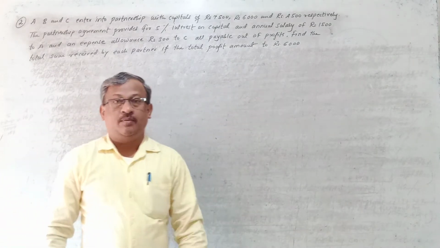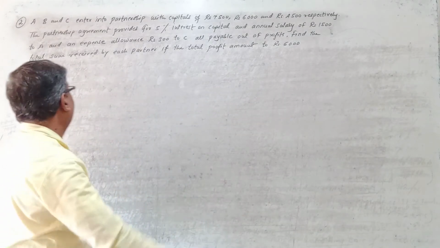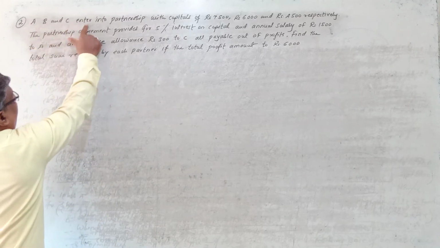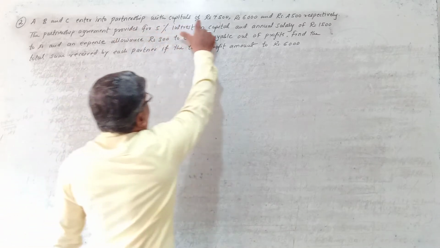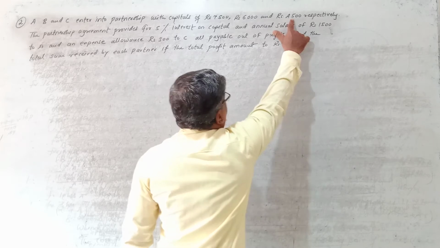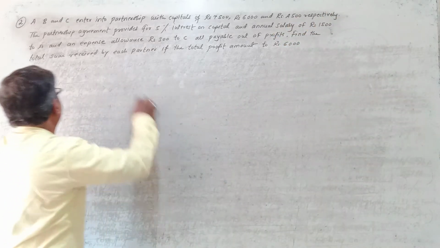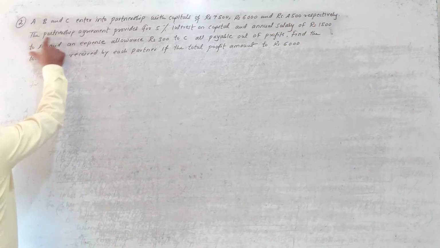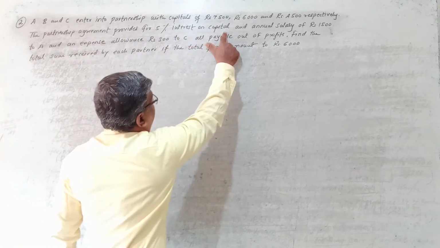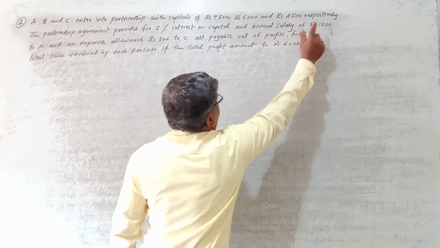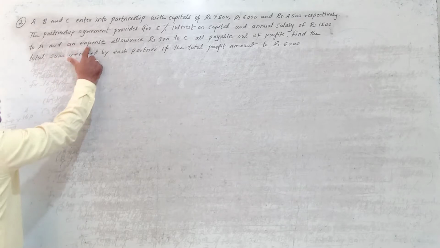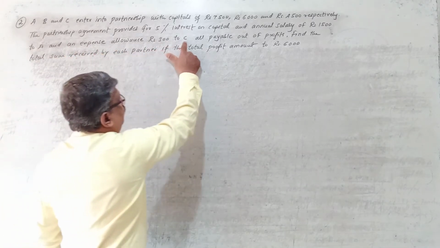So here is the next problem on partnership. That is problem number 2. The problem is there are 3 partners A, B and C who enter into partnership with capitals of rupees 7,500, rupees 6,000 and rupees 4,500 respectively. Further, the partnership agreement provides for 5% interest on capital and an annual salary of rupees 1,500 to A, and an expense allowance of rupees 300 to C.